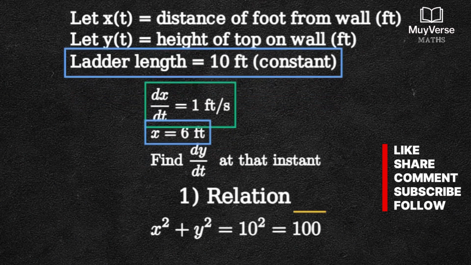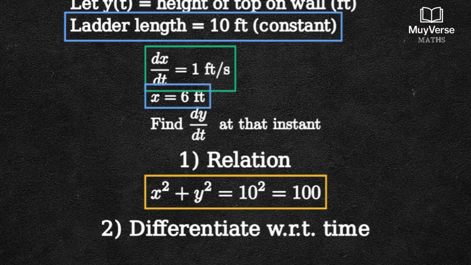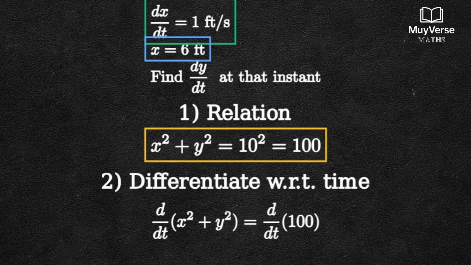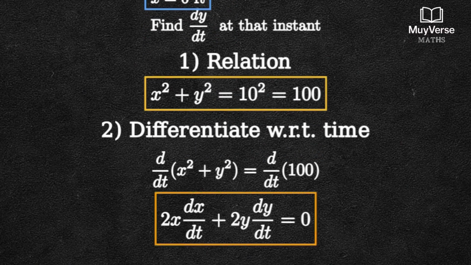x squared plus y squared equals 10 squared, which is 100. Step 2. Differentiate both sides with respect to time. Take d by dt of x squared plus y squared equals d by dt of 100. Using the chain rule, this becomes 2x times dx by dt plus 2y times dy by dt equals 0.